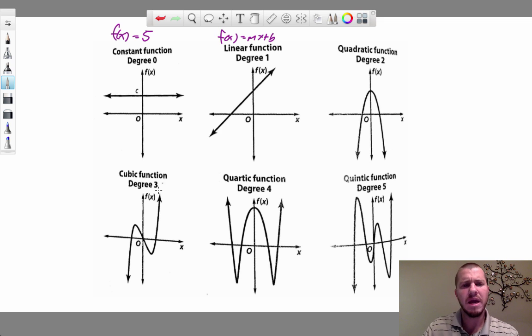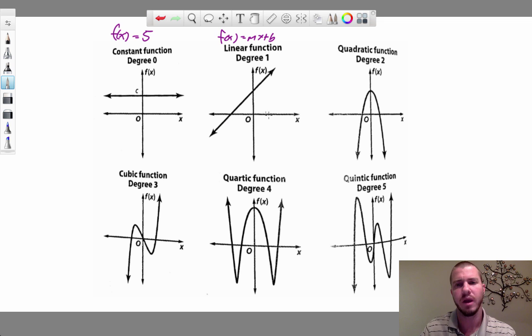Okay, so from here on, what continues to happen is, if you notice, as the degree increases, the graph starts to change. From here to here, you just add a slope. They're both lines, but this one has a slope on it.